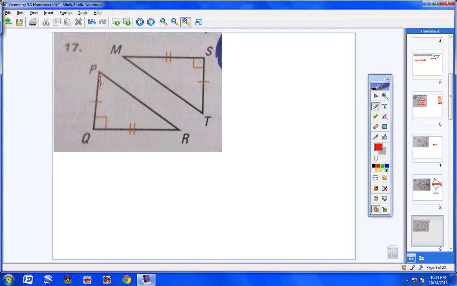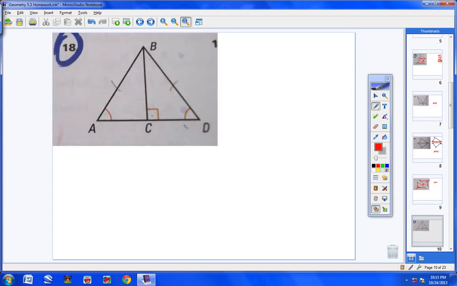Notice I have a side, angle, side, congruent to a side, angle, and a side. So yes, I can definitely state that these two triangles are congruent. And I can do that by using side, angle, side. I have a side, angle, side in one triangle congruent to side, angle, side in another triangle. Okay? Number 18. Now let's take a look at this very carefully, okay?